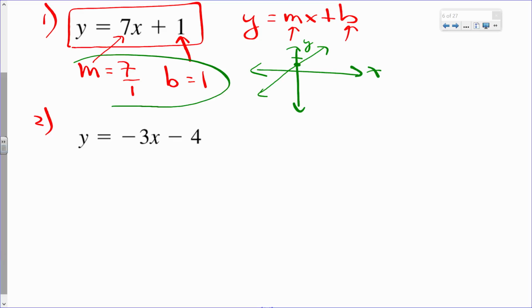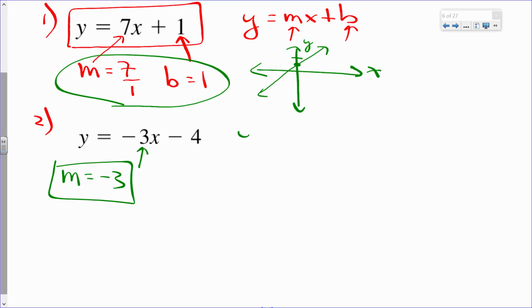So we're done here. Look at that, the mission's done. We found the slope and the y-intercept. I didn't ask you to graph it, just identify the slope and the y-intercept. Cool. Number 2. The slope is whatever's in front of x. There's your slope. So the slope is -3. Are you kidding me? This is easy.